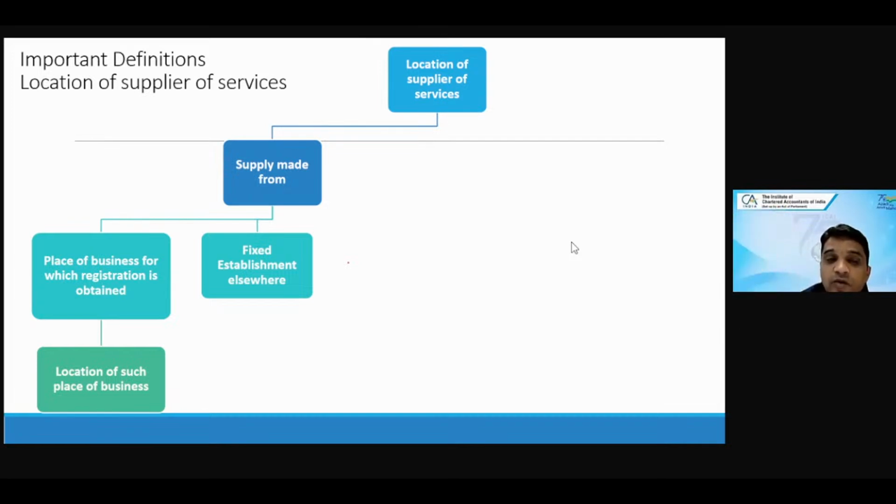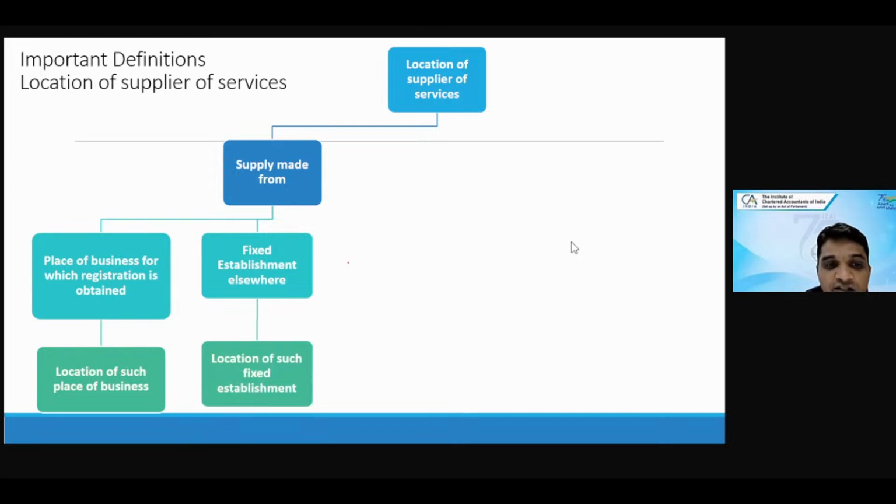If I am providing services from that fixed establishment, like in the first example in Jaipur, I was providing only a temporary service. I was not providing services from there. I was providing services from Bangalore. I had just gone there, completed and come back. But the second scenario is where I'm providing my services from this fixed establishment.